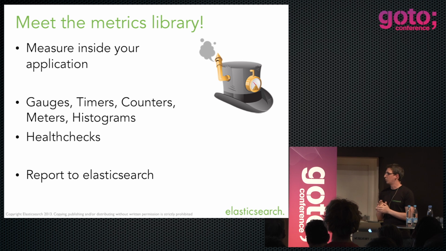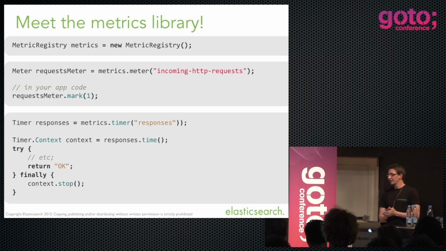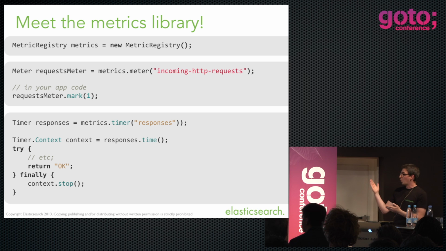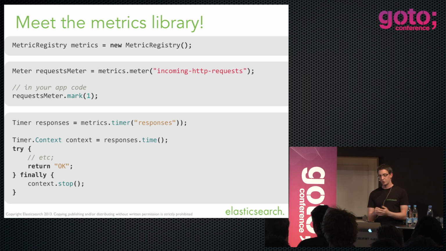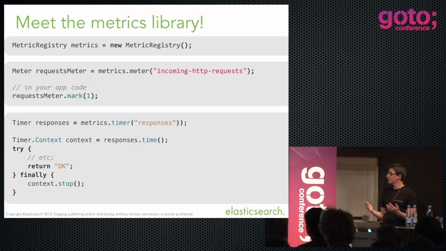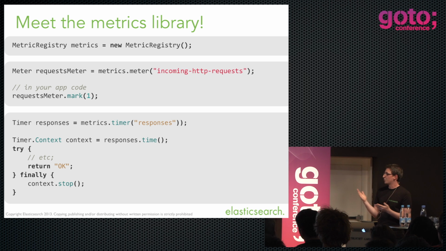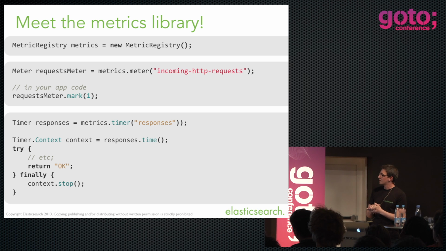And metrics can report to Elasticsearch. And even if you decide not to use Elasticsearch at all after this talk, I definitely encourage you to check out the metrics library because it's awesome. The metrics library from a Java point of view is pretty easy to use. You have one huge class called the metric registry where all the metrics are registered. It's easy to create a meter or a timer, as you can see here.